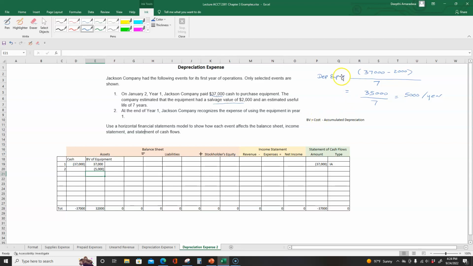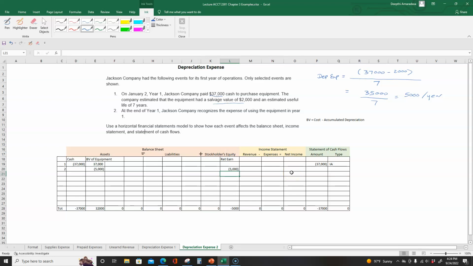What about the expense part? Well, we know that expense increased by $5,000. Expense had the effect of decreasing retained earnings. Retained earnings is a stockholder equity item, so I'm going to say retained earnings here, and retained earnings also decreased by $5,000 because of the expenses. That takes care of the balance sheet.